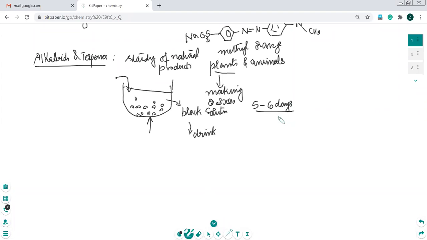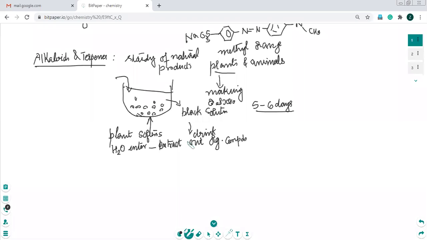Okay. Now what is actually happening? Your plant material becomes very soft. Water enters inside the plant material, and water enters and extracts out. The word extract means forcefully bring out whatever organic compounds are there, bring out organic compounds into solution. What is the solution here? Water.